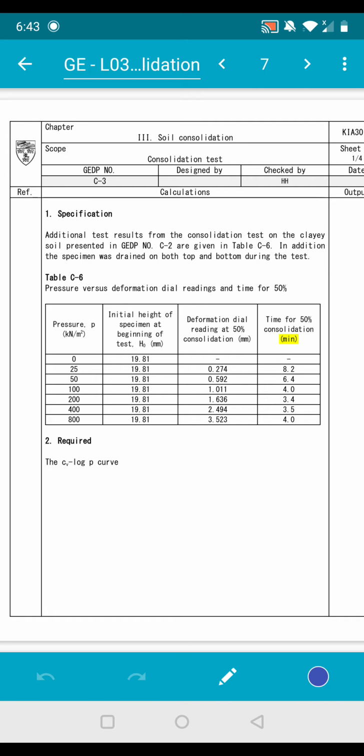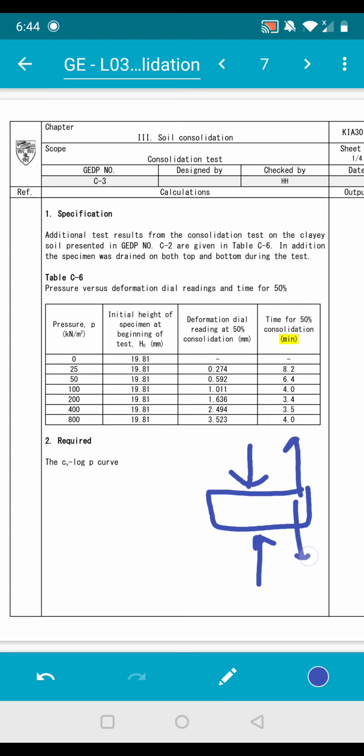So additional test results from the tests on clay soil are presented in the previous problem. So you're going to use the same information, but in addition, the specimen was drained on both top and bottom during the test. So there's a flow of liquid up and below.